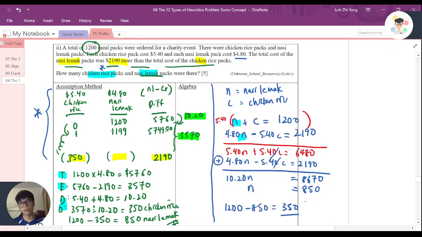This will be the chicken rice, and this will be the nasi lemak. So actually, simultaneous equations don't require you to use much brain because you do exactly the same thing. Okay, so that's all for this question. I hope you learned something on how to solve this, and this will help you to tackle the question.